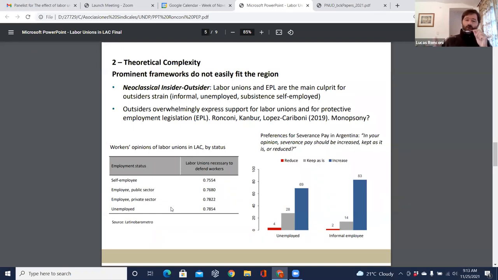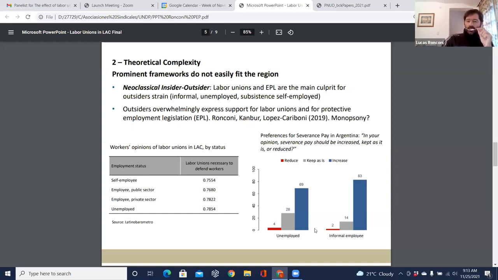However, in work that I have been doing with some colleagues, Ravi Kambur and Santi Lopez Cariboni, we have been showing basic statistics that this is actually not the case. For example, from Latinobarómetro, we know the employment status of workers, whether they are self-employed, employees in the public or private sector, or unemployed. The data here does not allow us to distinguish formal or informal employees. But anyway, in each of these groups, about 75-80% think that labor unions are necessary to defend workers. So 70% of the unemployed are saying that labor unions are necessary to defend workers.